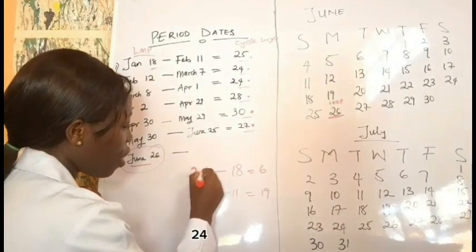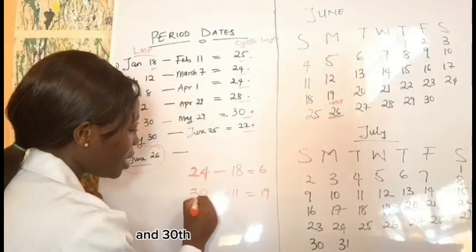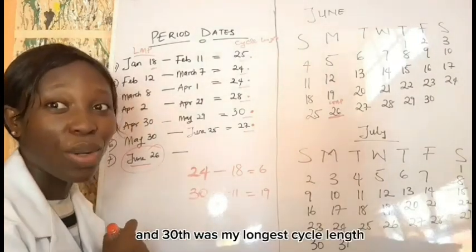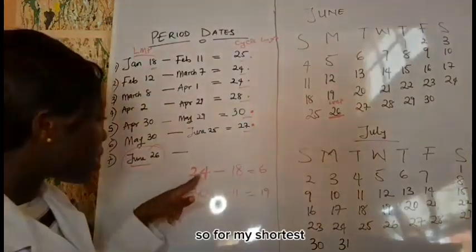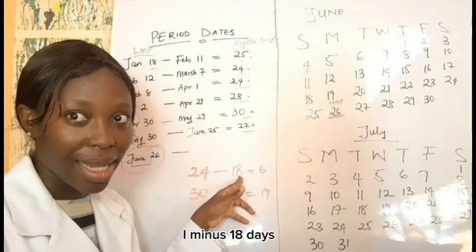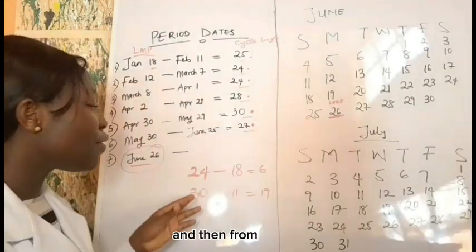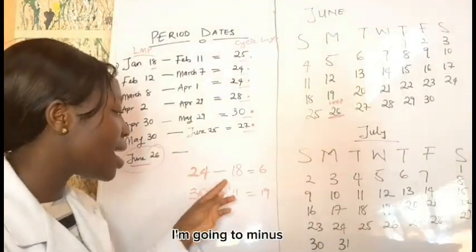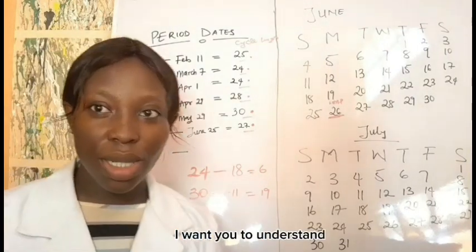So 24 was my shortest and 30 was my longest cycle length. From my shortest, I'll minus 18 days from it. And then from my longest, I'm going to minus 11 days. I want you to understand.